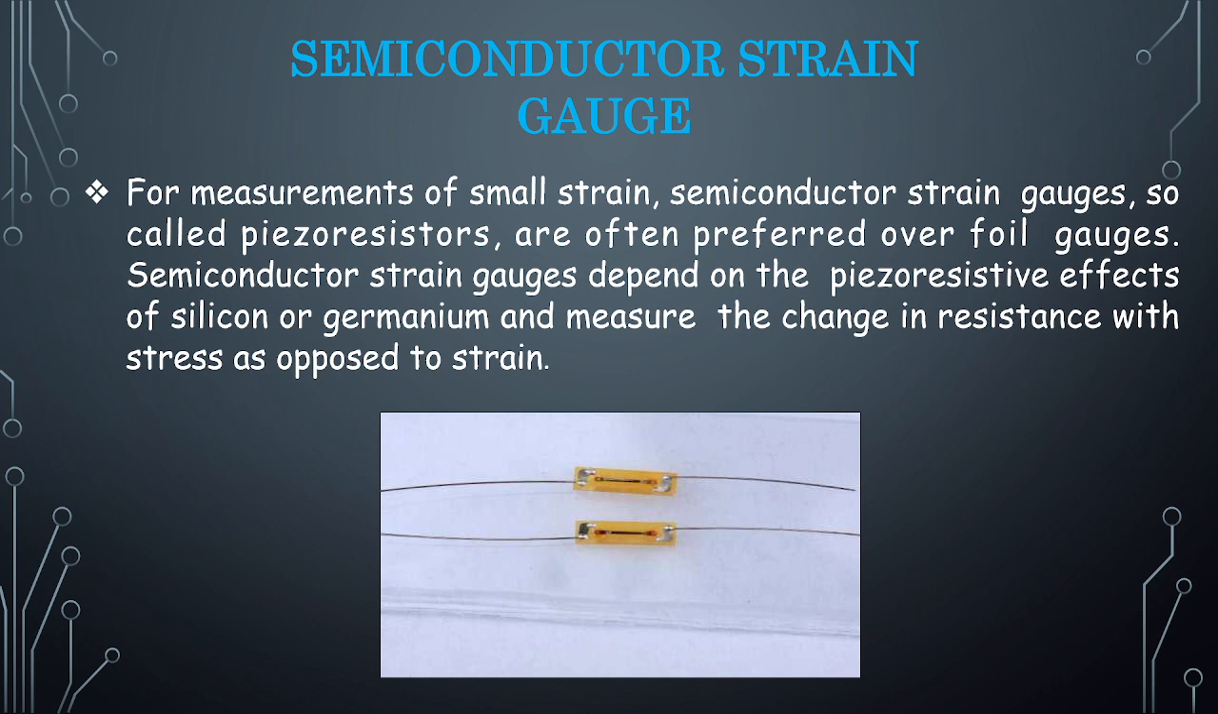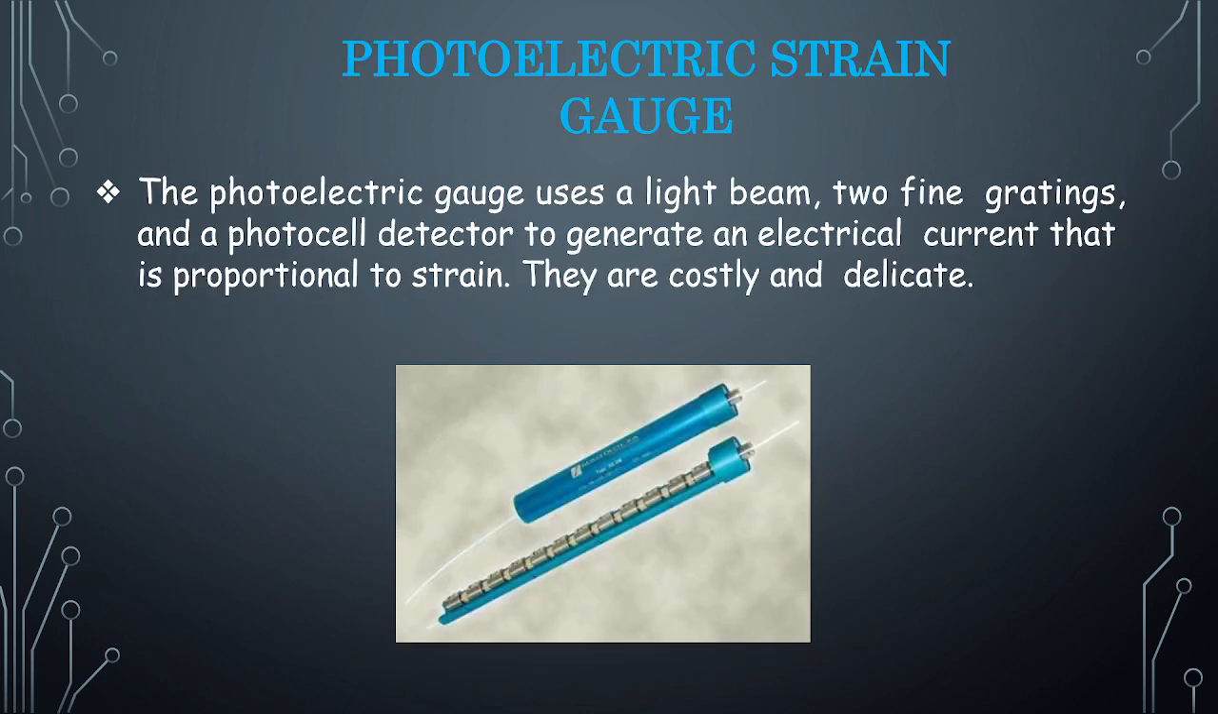The semiconductor strain gauge is mainly made up of silicon or germanium. According to the material we use, the variation of resistance will be high or low. The next one is the photoelectric strain gauge. It uses a thin wire which conducts light, so traveling of light is possible here. It uses a light beam, two fine gratings, and a photocell detector to generate the electric current. So this is the photoelectric strain gauge.